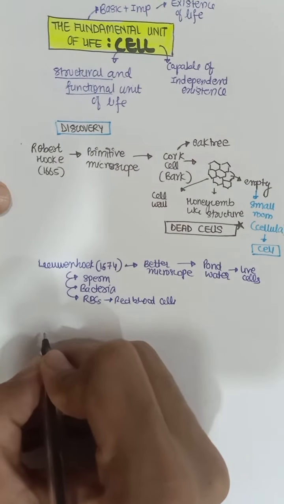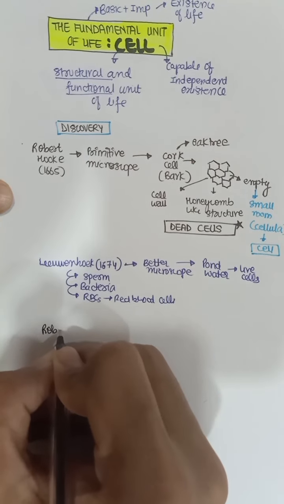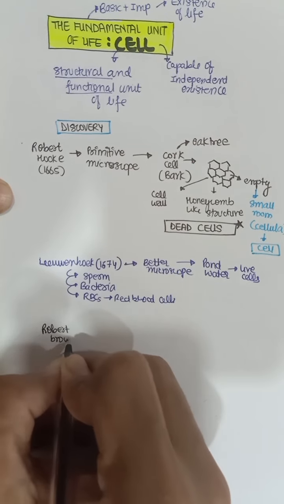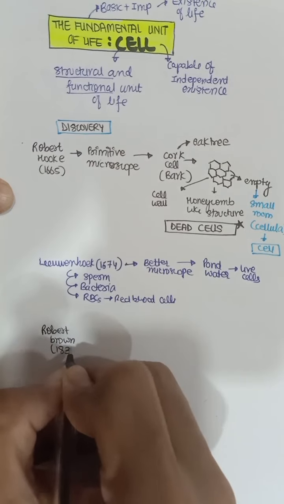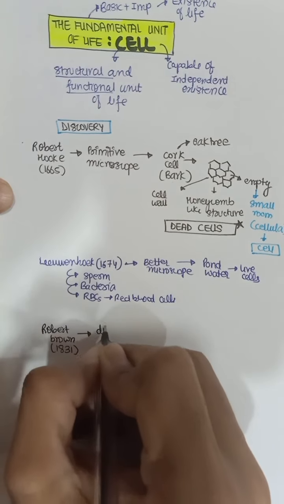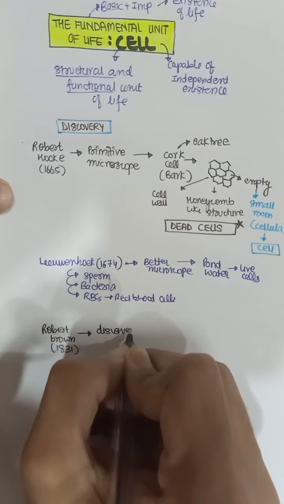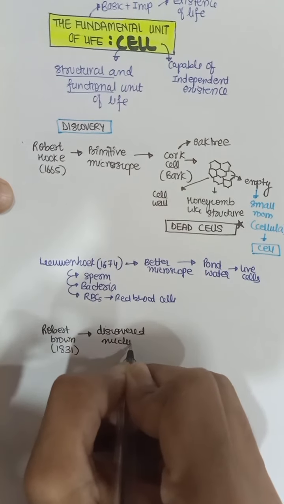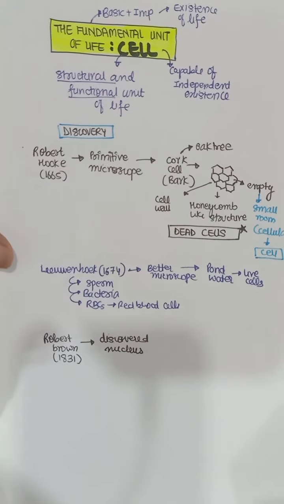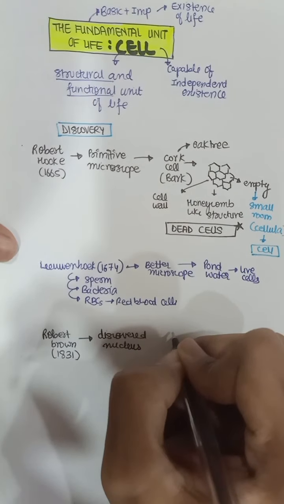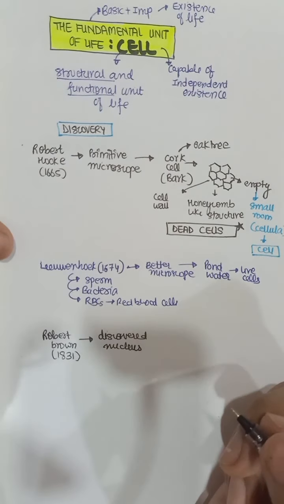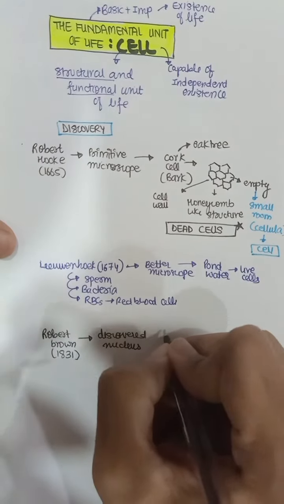The other scientist you need to know is Robert Brown. In the year 1831, he discovered the nucleus, and last but not the least, we'll be discussing a little more during the chapter.